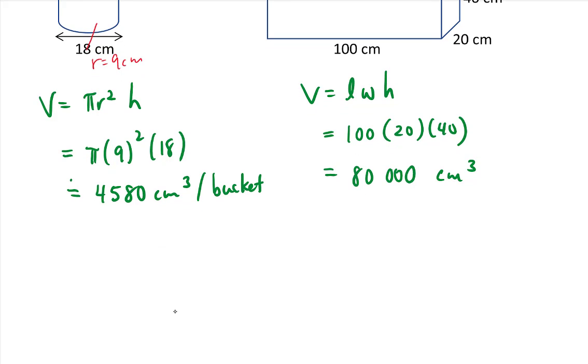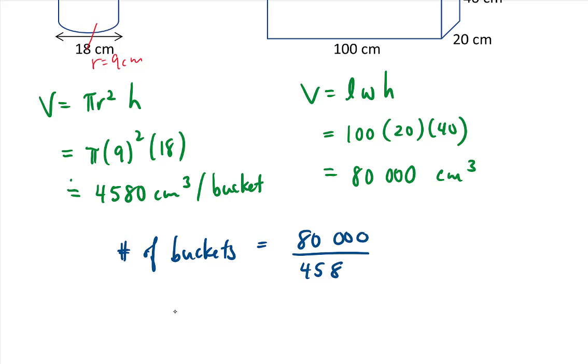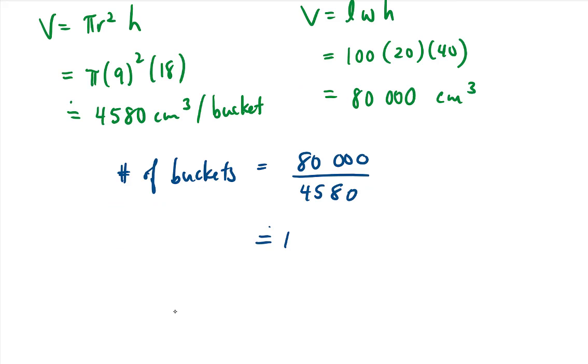So next we want to find out how many buckets will fill the container. The number of buckets is equal to the volume of our container divided by how much a bucket can hold. And this tells us we'll need approximately 17.5 buckets to fill the container.